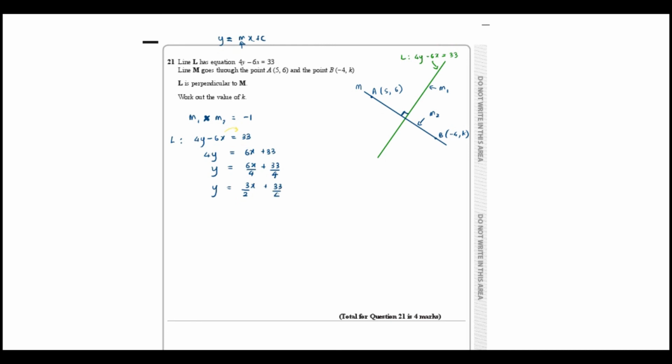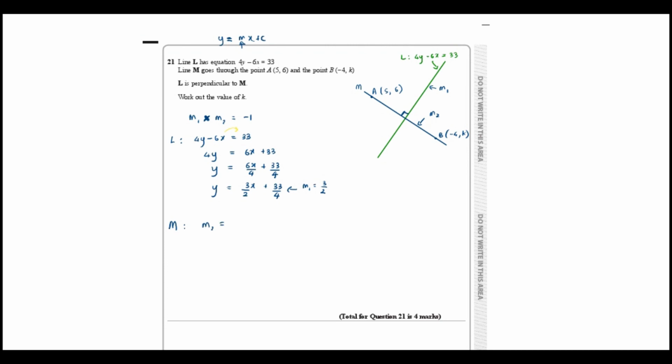We can see very clearly here the format y equals mx plus c, so the gradient is 3 over 2. From here we deduce the m1 value is 3 over 2. Now we're going for line M. For line M, they have not given us the equation. They have given us two coordinates on this line, so I'll use the two coordinates to calculate the gradient m2.